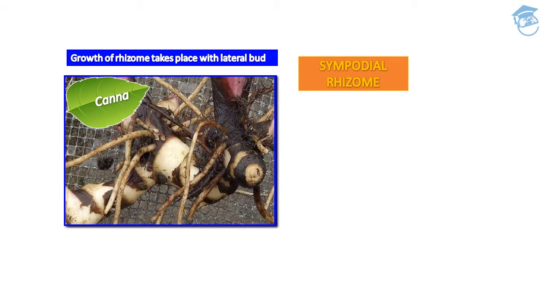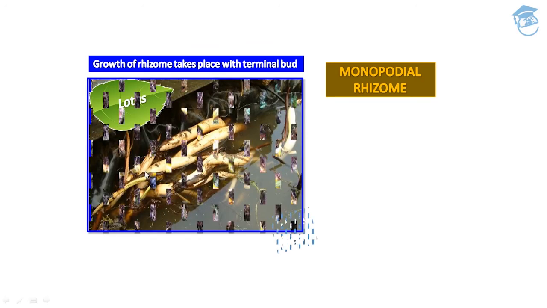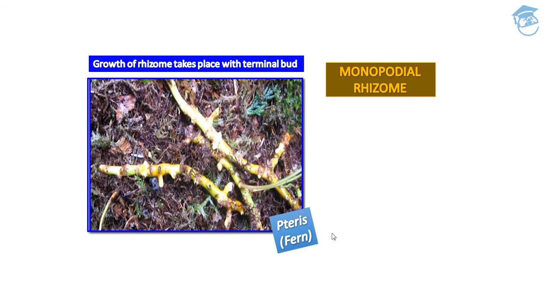Canna is also an example of sympodial rhizome, students. See, these are the scaly leaves of it. If the growth of rhizome takes place with terminal bud, then that is called monopodial rhizome. Unlike sympodial rhizome, wherein growth takes place with axillary or lateral bud, here in monopodial rhizome, growth of rhizome takes place with terminal bud, as in case of lotus and Teris. Teris is also called fern in day-to-day language.